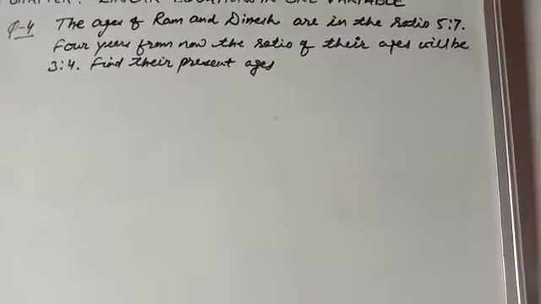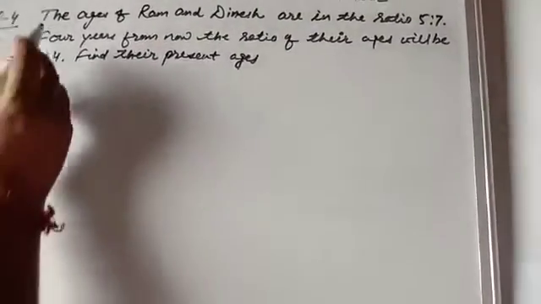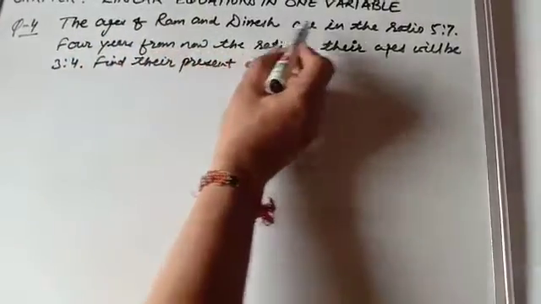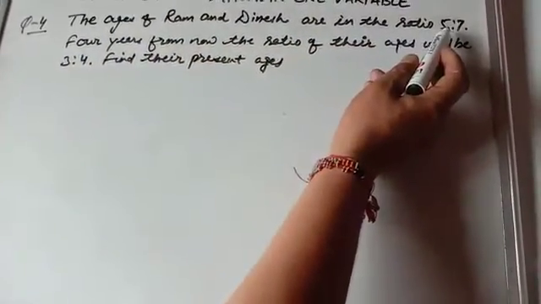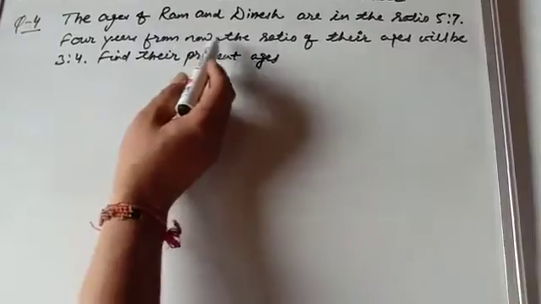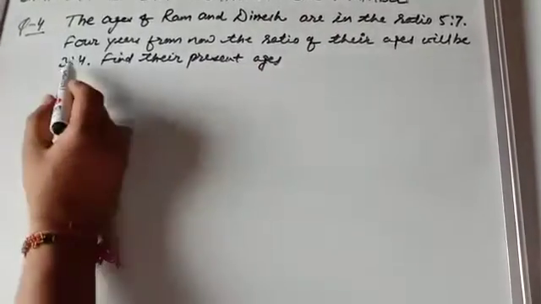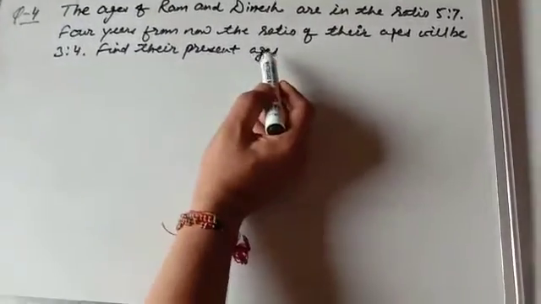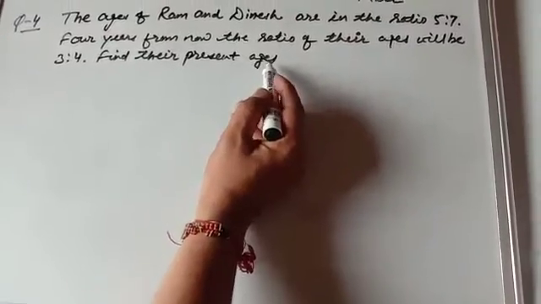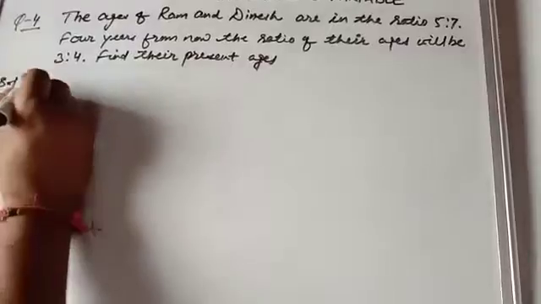Now student, I will take one word problem. The ages of Ram and Dinesh are in the ratio 5:7. 4 years from now, the ratio of their ages will be 3:4. Find their present ages. So we have to find the present ages of Ram and Dinesh. So look at the solution.